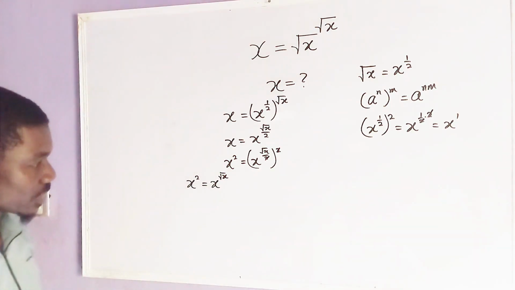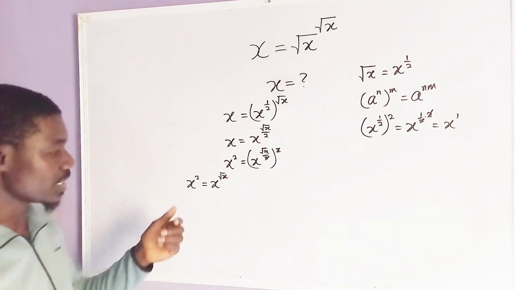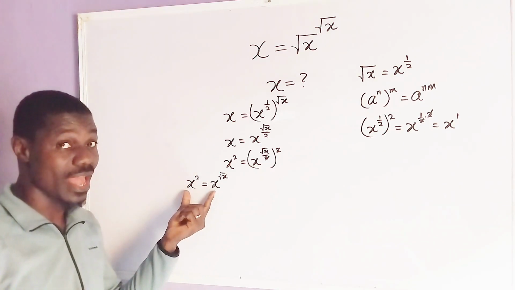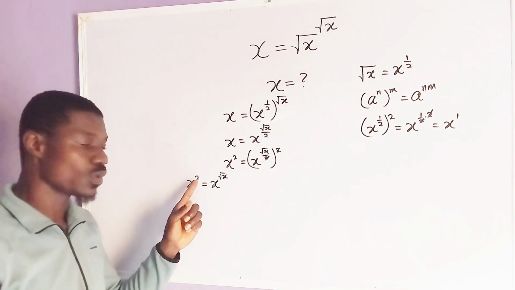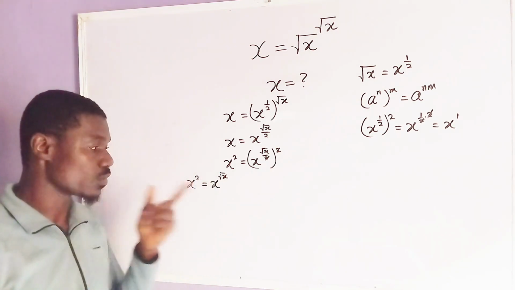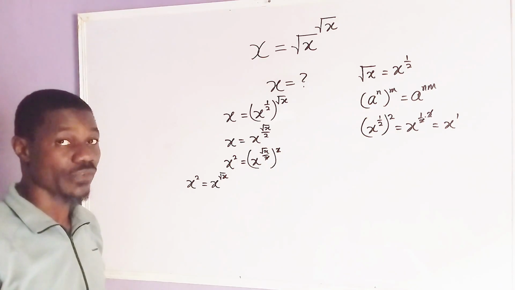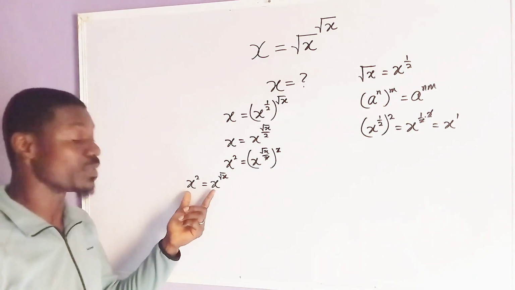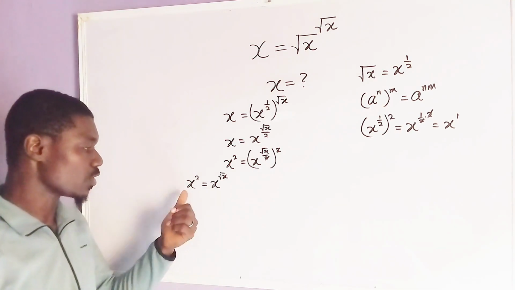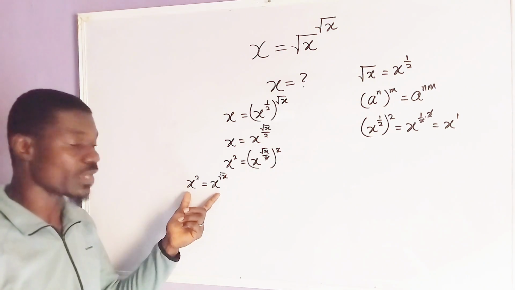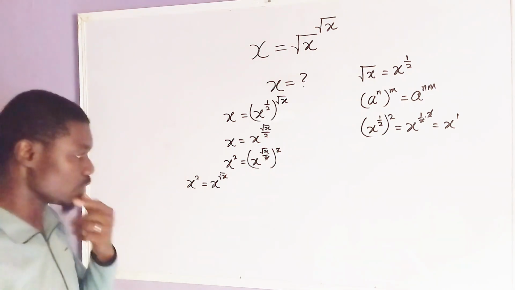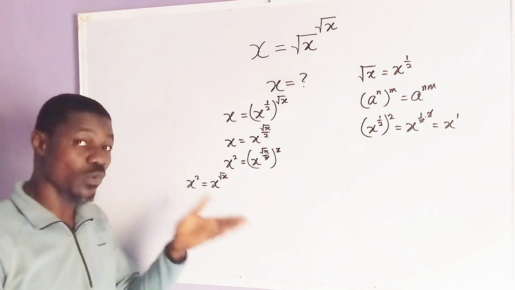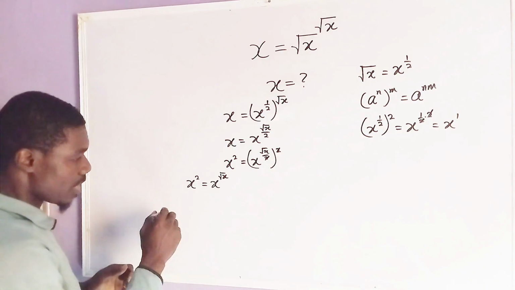Now at this point, you might think that because it has the same base x, the 2 will be equal to the square root of x. No, the only time you can do that is when these bases are known numbers, not when the base is a variable like this. So what we need to do is to transform this into an equation that will equate to 0.